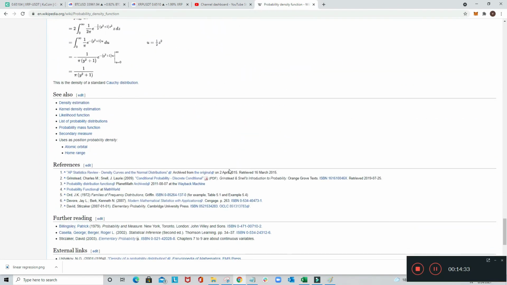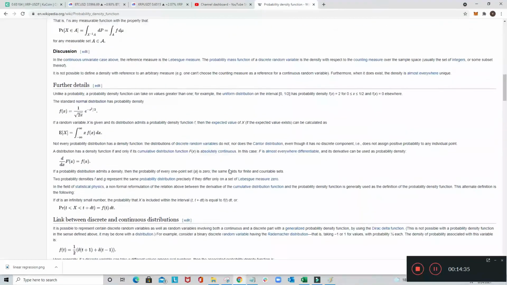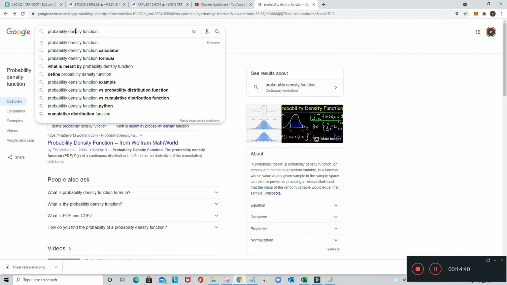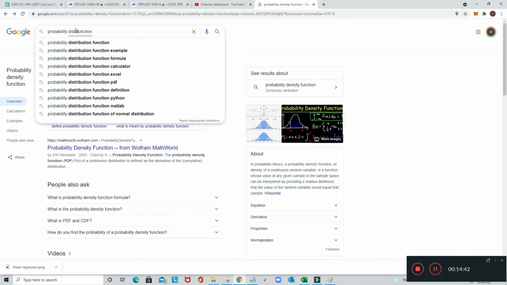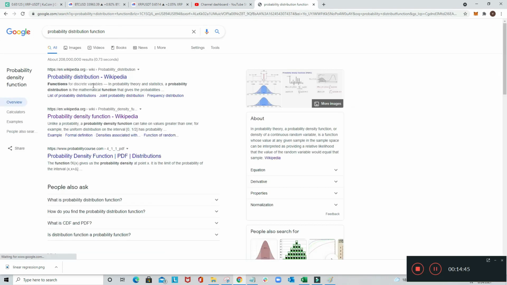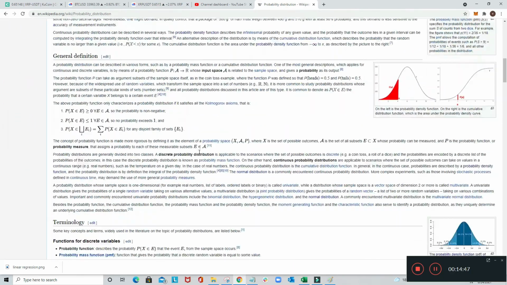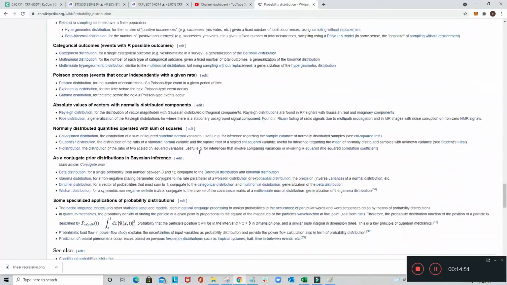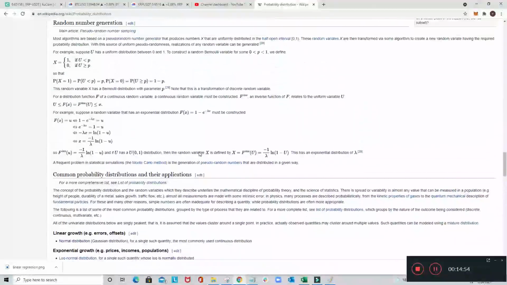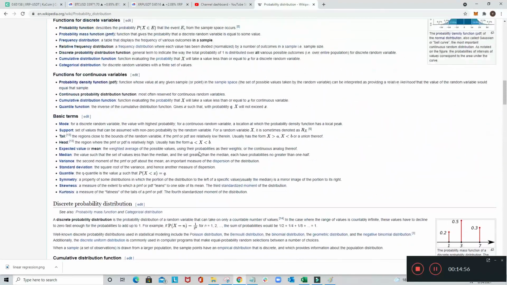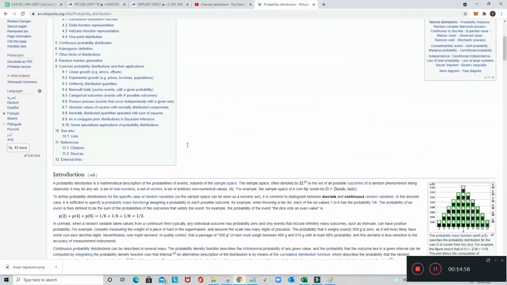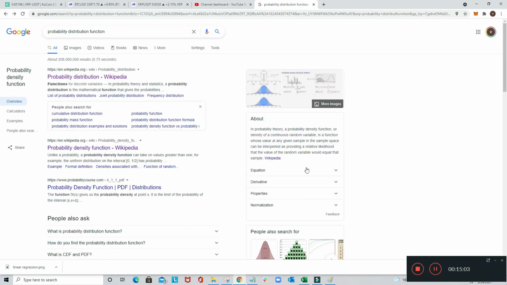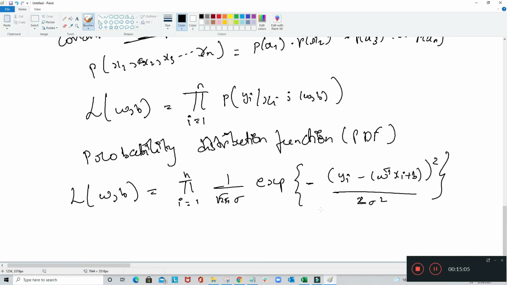Oh, sorry. Probability distribution function, sorry. I'll attach the link where I found that equation.